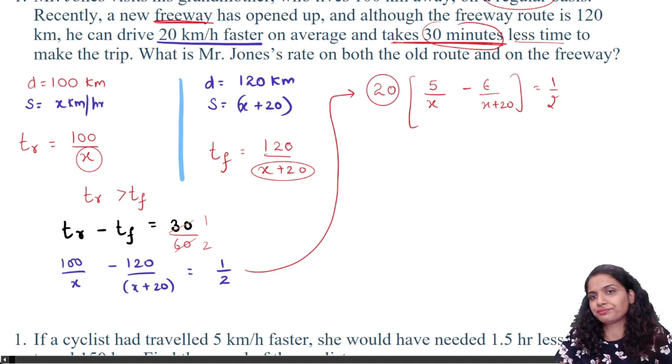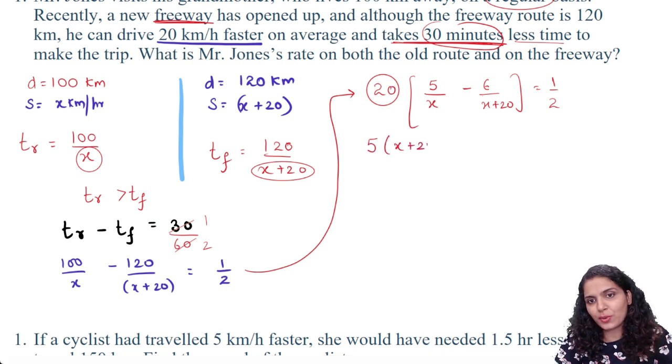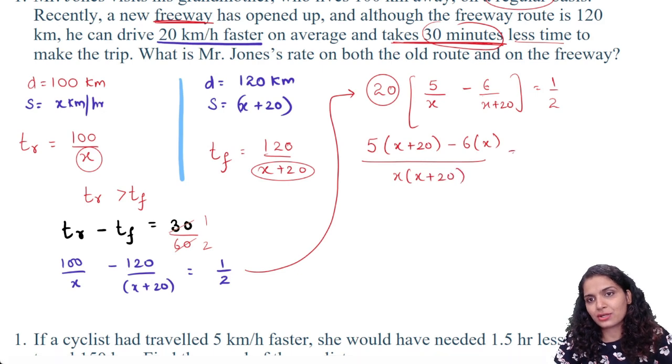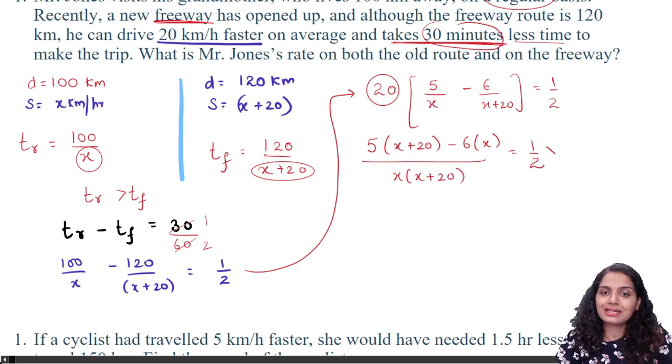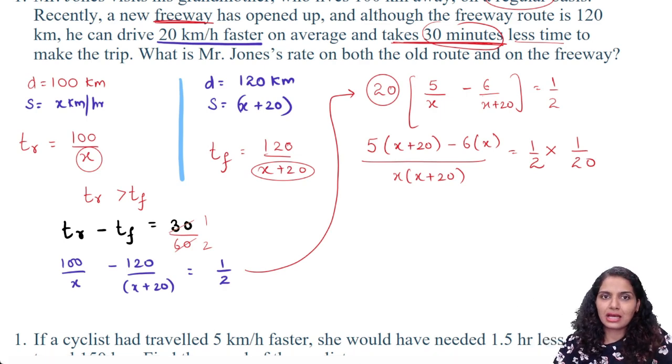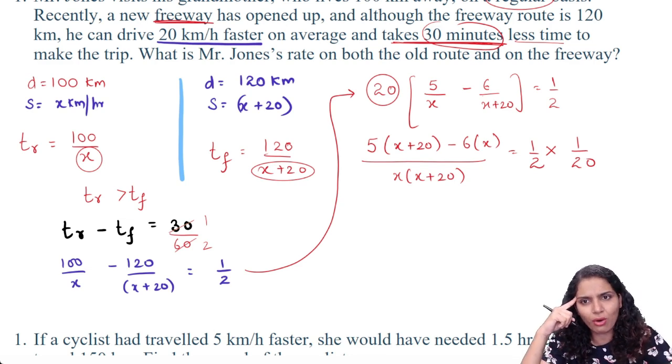Now transpose, right? So 5 times X plus 20 minus 6 times X upon X plus 20 is going to give you 1 upon 2, 1 upon 20. Don't forget this 20, okay, because this 20 is going to shift to the right side. Okay, why do I feel like I have done something wrong?